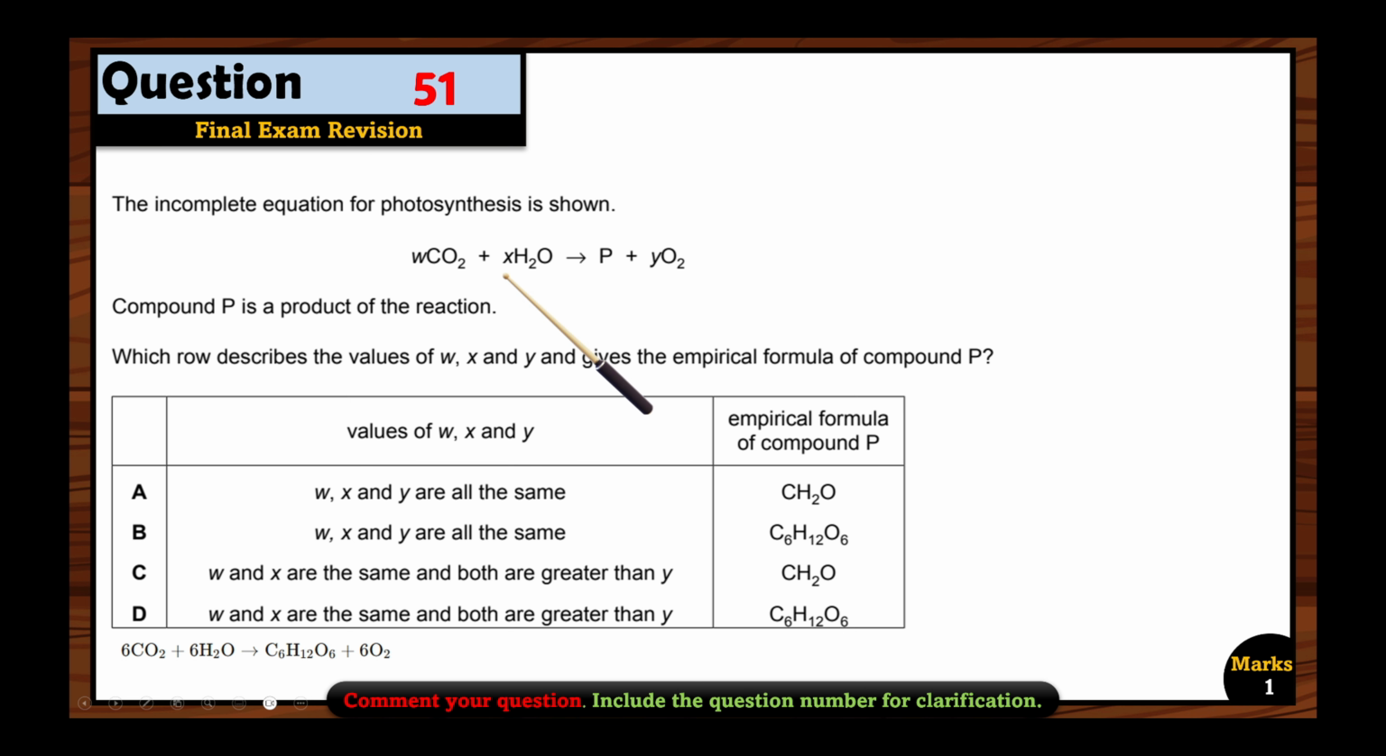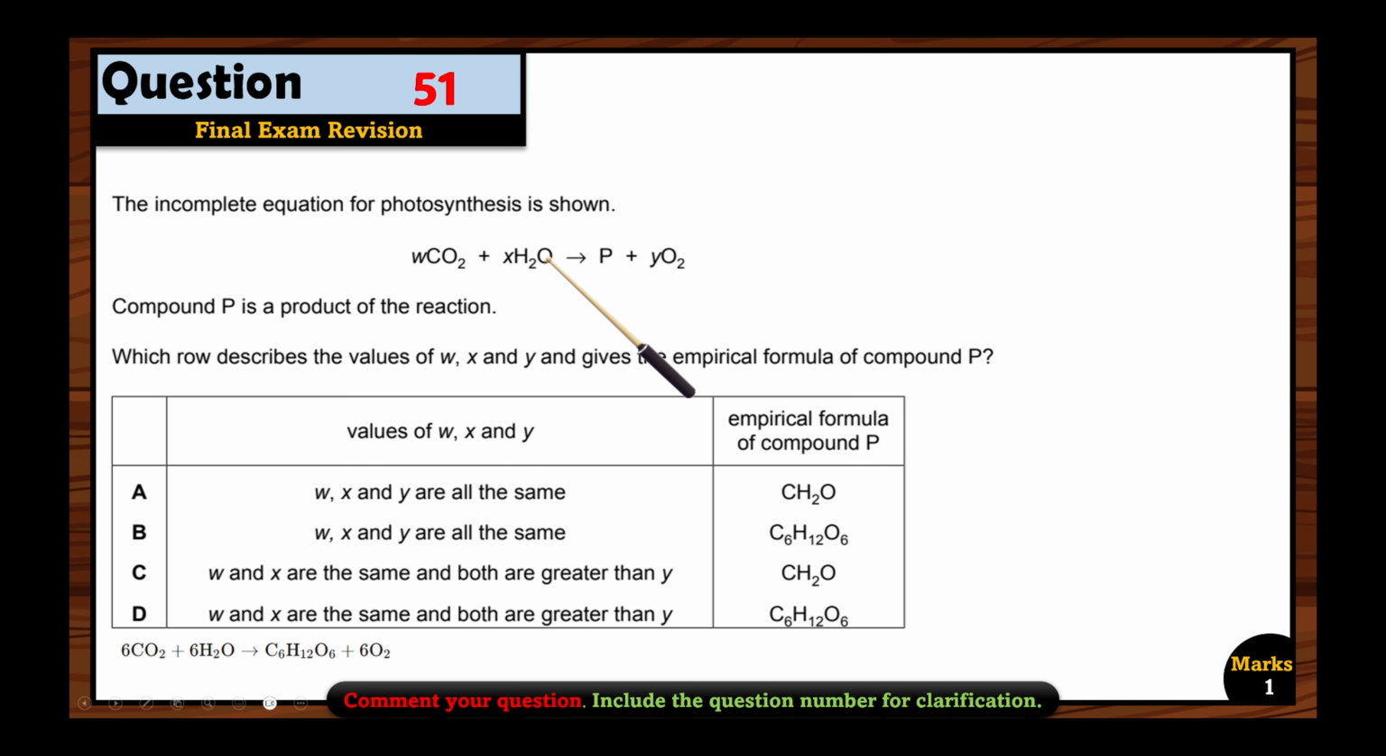Let's see for the hydrogen. How many hydrogen do we have? We have no hydrogen in the reactant here, but we have hydrogen in this product. How many hydrogen do we have here? 12. So how many here? 2. So it should be 6 here, right? So again, W is 6, X is also 6, both are 6.